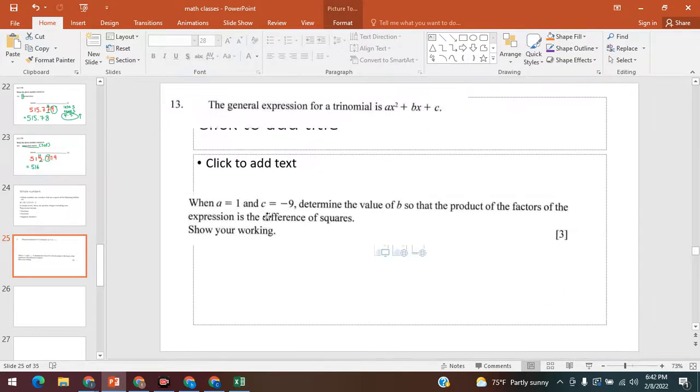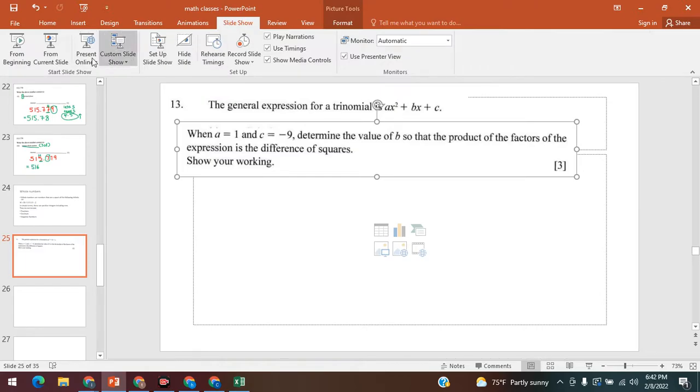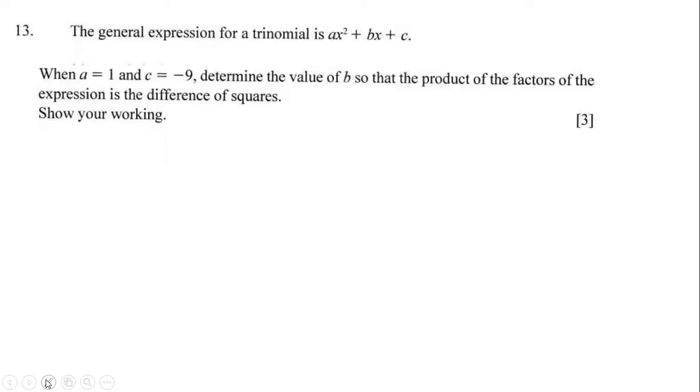All right, so the general expression of a trinomial, and we said a trinomial is a polynomial with three terms. So term 1, term 2, and term 3. And they say the general expression for this trinomial is ax squared plus bx plus c. Now they say when a is 1 and c equals 9, determine the value of b so that the product of the factors of the expression is the difference of squares.